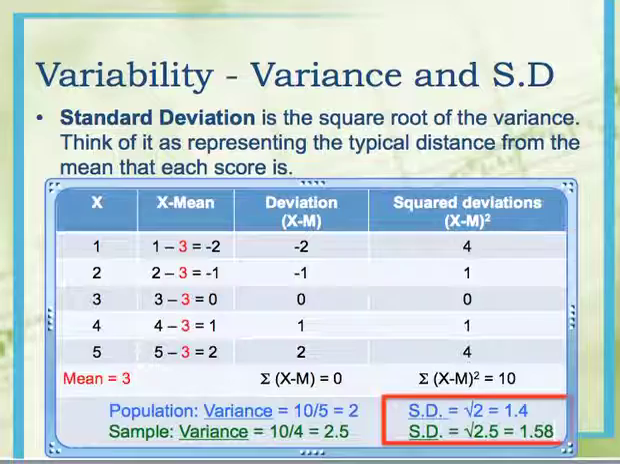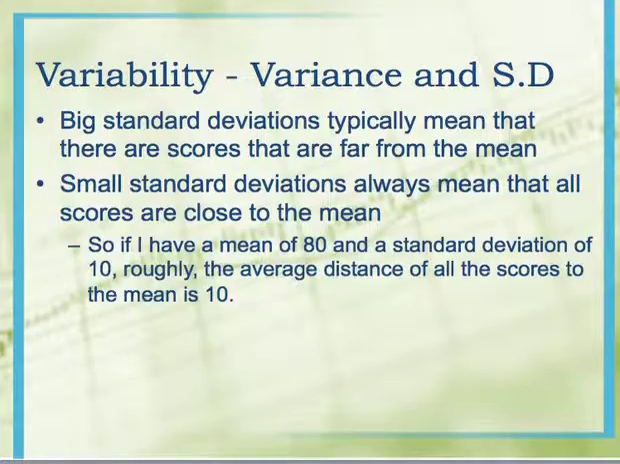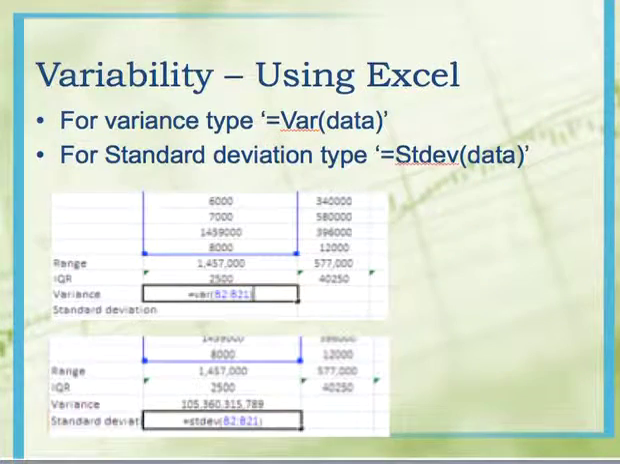Now, that doesn't mean there's a whole bunch of people stacked up right there. It just means that sometimes I'm going to be higher, sometimes I'm going to be closer to the mean, but on the average, this is how far away I'm going to be. When we have really large standard deviations, that typically means there are scores that are really far away from the mean. Small standard deviations always mean that scores are pretty close to the mean. So if I have a mean of 80 and a standard deviation of 10, that means the average distance of all the scores to the mean is about 10. There's a whole bunch that are really close, and there are some that are farther away, but on the average, they are about 10 points away.